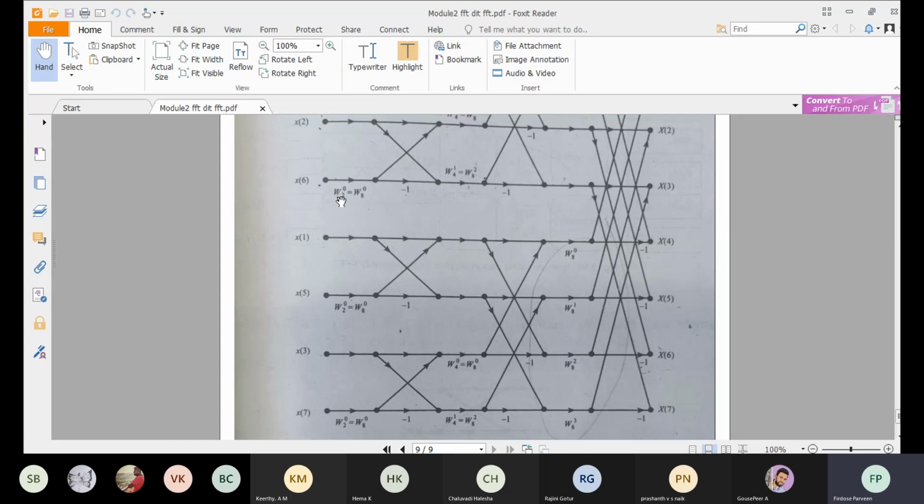So see here, W2 to the power of 0, this is 2 point. So I'll put a butterfly diagram like this for the 2 point. 2 points means I'll be using only 2 lines. Okay, got? So now this is W2 to the power of 0, W2 to the power of 0, W2 to the power of 0. W2 to the power of 0 is also 1, W8 to the power of 0 is also 1. So this is nothing but equal to 1. And we have already proved why this is minus 1 here. Okay, so all will be minus 1 like this.